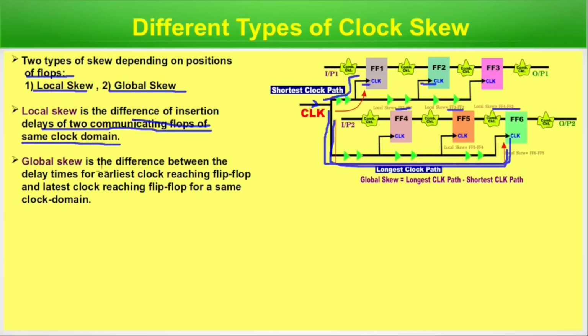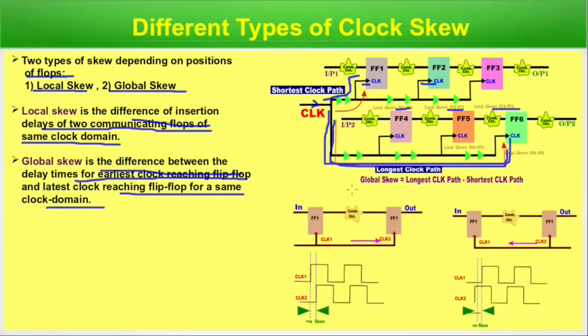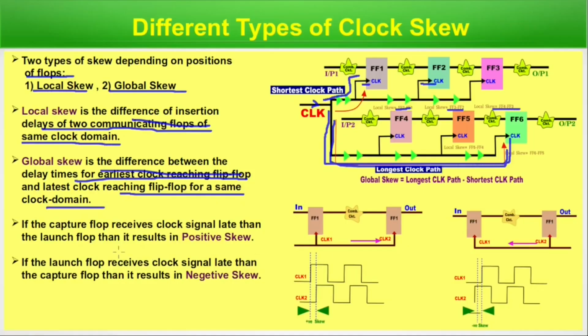Global skew is the difference between the delay times for the earliest clock reaching the flip-flop and the latest clock reaching the flip-flop for the same clock domain. Now, positive and negative. If the capture flop receives the clock signal later than the launch flop, then it results in positive skew. This is the launch flop, this is the capture flop. It's receiving the clock signal later. So this is positive skew basically.